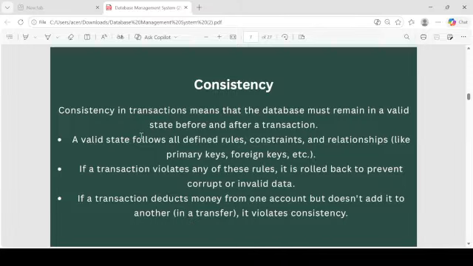The next topic will be consistency. Consistency in a transaction means that the database must remain in a valid state before and after a transaction. A valid state follows all defined rules, constraints, and relationships, like primary key, foreign key, etc. If a transaction violates any of these rules, it is rolled back to prevent corrupt or invalid data. If a transaction deducts money from one account but doesn't add it to another, it violates consistency. To maintain this, we use the consistency property in DBMS.